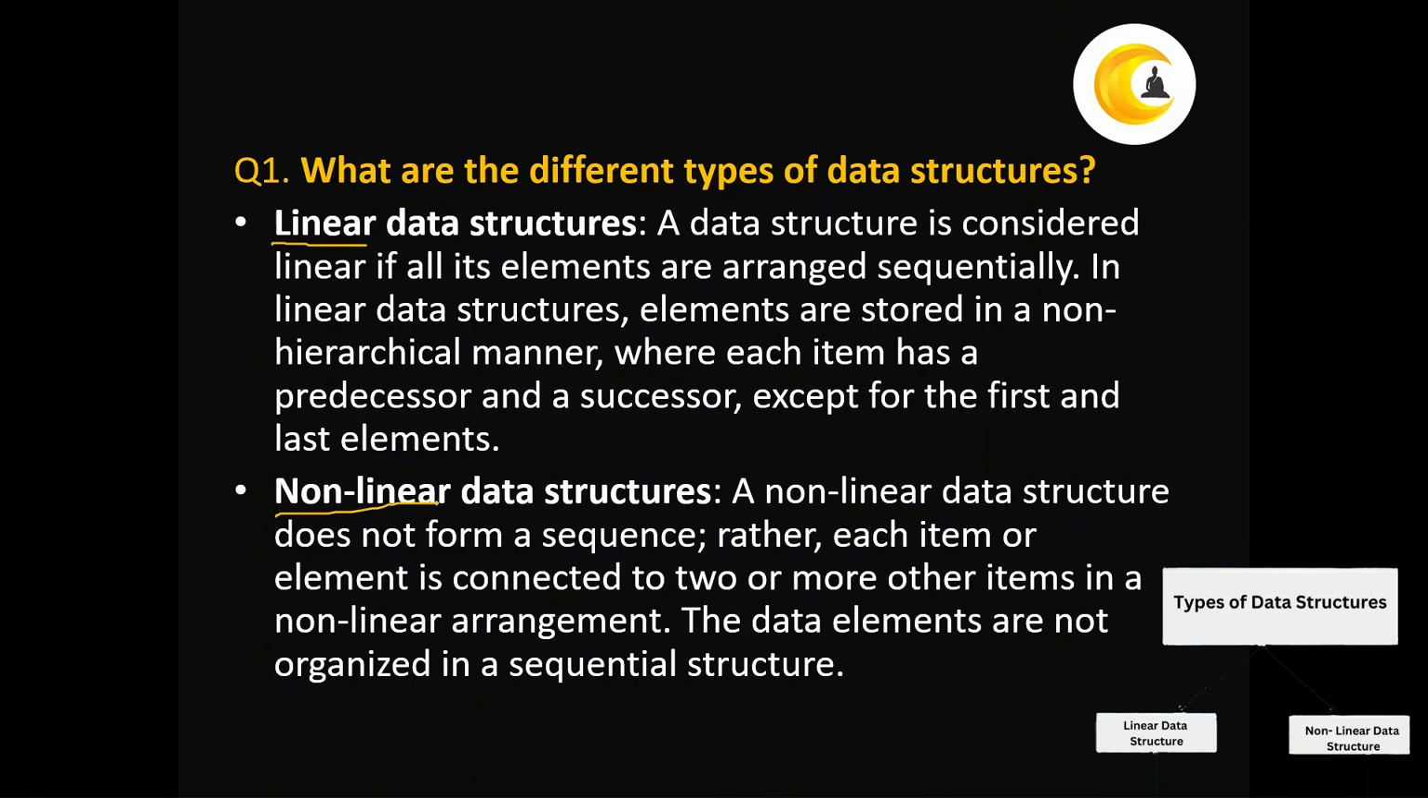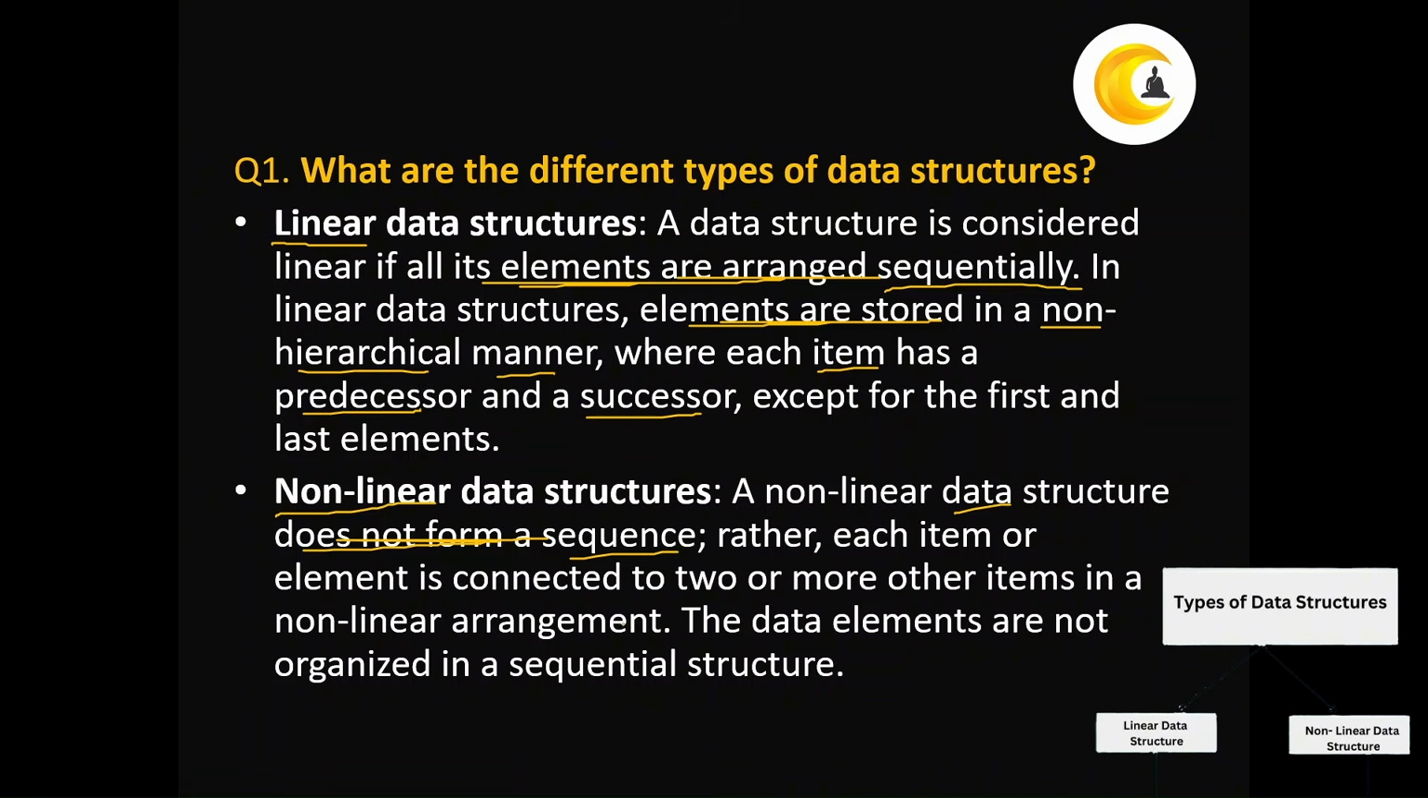Okay. So what is a linear data structure? In a linear data structure, the elements are arranged sequentially. While in non-linear, the data does not form a sequence. Now, in linear, what is the biggest thing? That elements are stored in a non-hierarchical manner, where each item has a predecessor and a successor, except for the first and the last element. Definitely, consider an array, string, linked list.